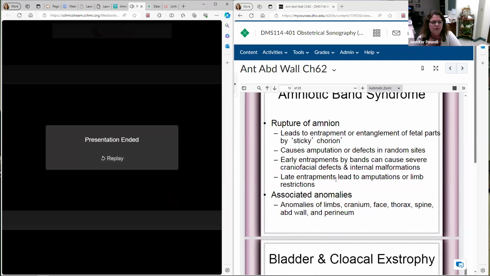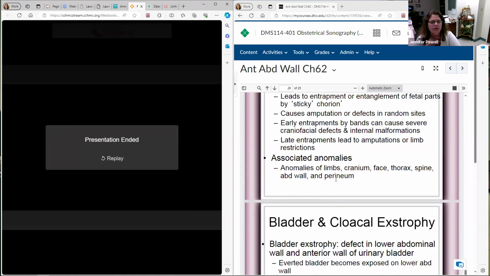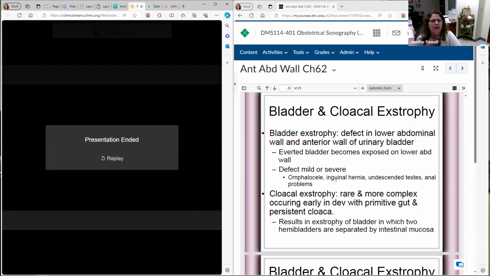So important to get to, if you can see that early on, you might be able to save the baby. All right, bladder and cloacal exstrophy.